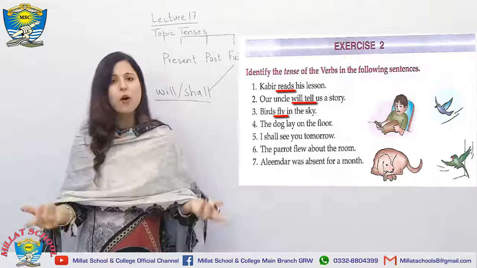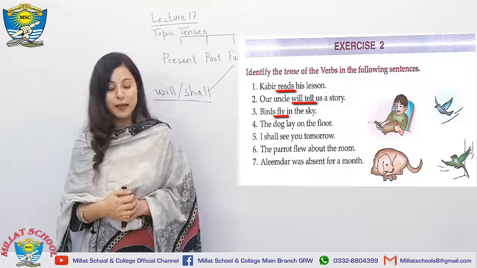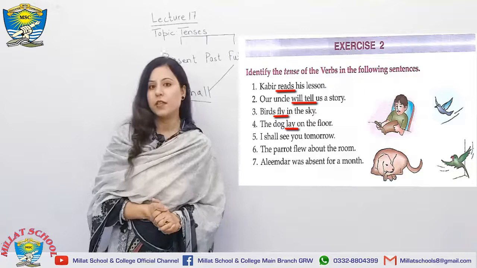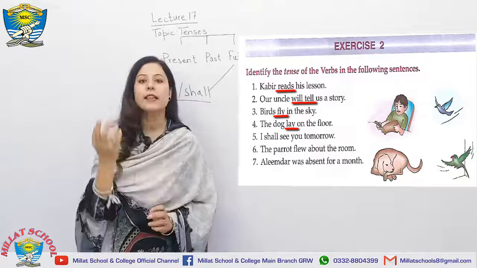And what's the action here? That is fly. Number four, the sentence is, the dogs lay on the floor. What's the difference? Dogs lay. It means this is the habit of the dogs, that they lay on the floor. And this is the present. And the action is lay.